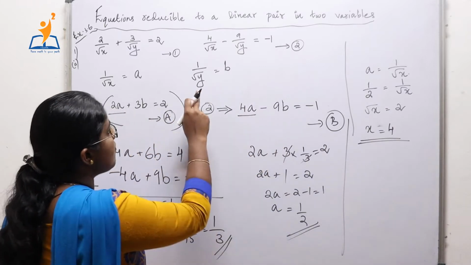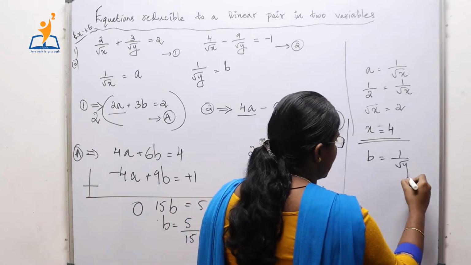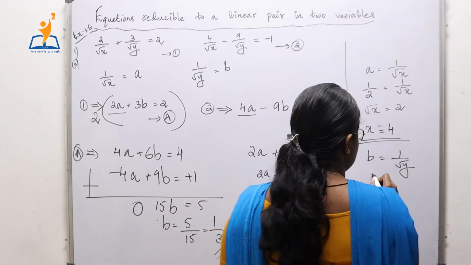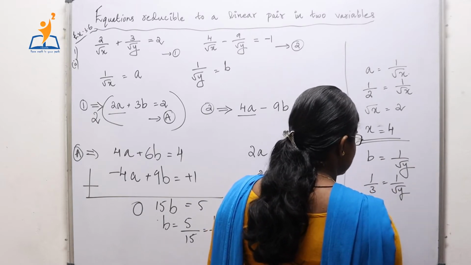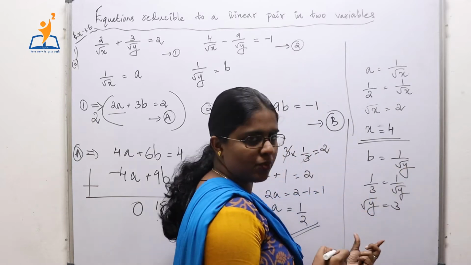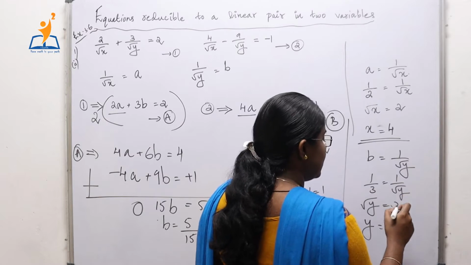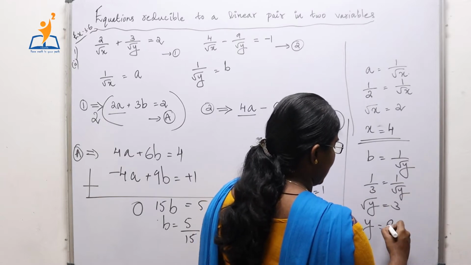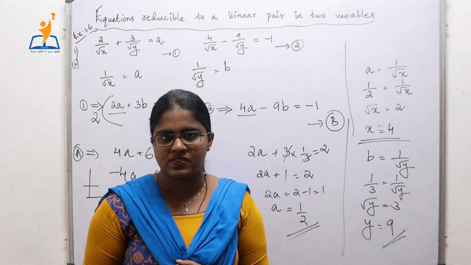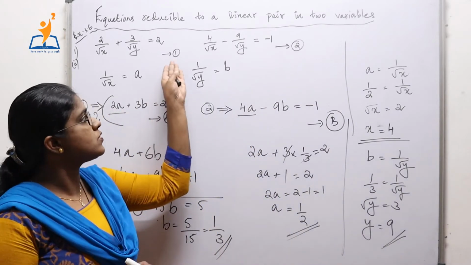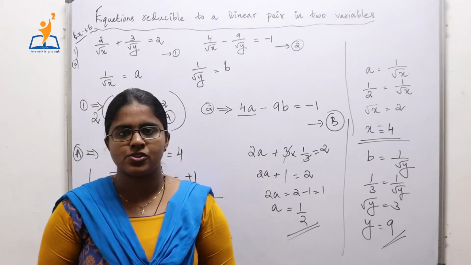Now we have 1 by root y is equal to b, that is b is equal to 1 by root y. So b we got 1 by 3. So 1 by 3 is equal to 1 by root y, which means root y is equal to 3. Again squaring this equation throughout, root y into root y is y and 3 into 3 is 9. So we got x is equal to 4 and y is equal to 9. So that's the solution of the given question. x is equal to 4 and y is equal to 9.